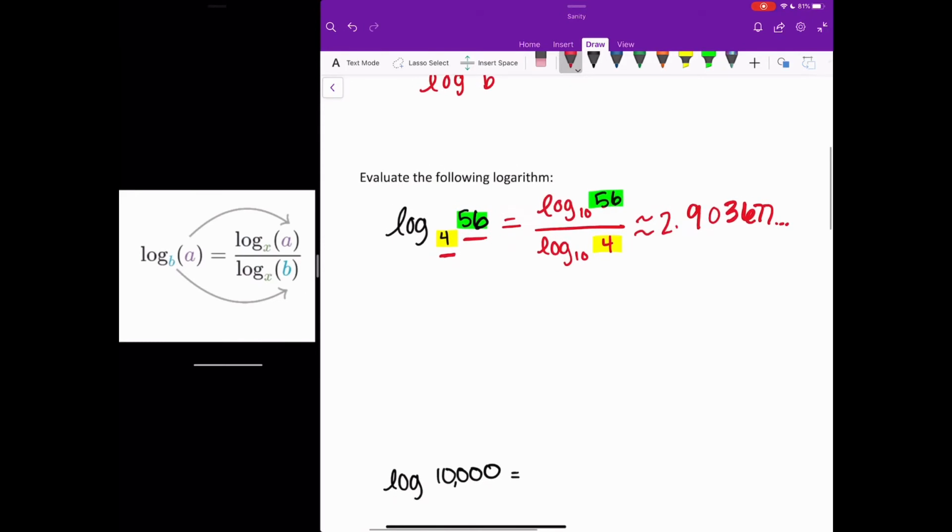So to check my answer, because what this is saying is that 4 raised to the power of 2.9036, whatever, should be equal to 56.